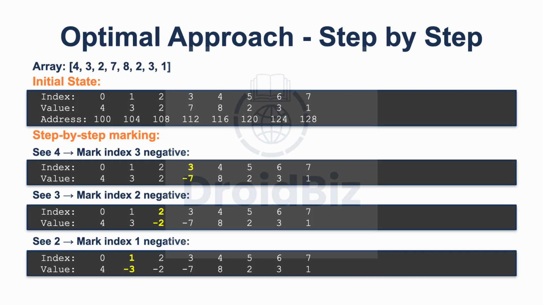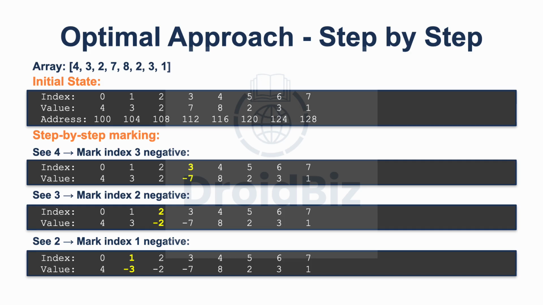Let's see the optimal approach step by step. We start with the array 4, 3, 2, 7, 8, 2, 3, 1. I'm also showing memory addresses for visualization purposes. Here's the initial state. Index 0 through 7 contains values 4, 3, 2, 7, 8, 2, 3, 1. The memory addresses are 100, 104, 108, 112, 116, 120, 124, and 128. Now, let's begin this step-by-step marking process.